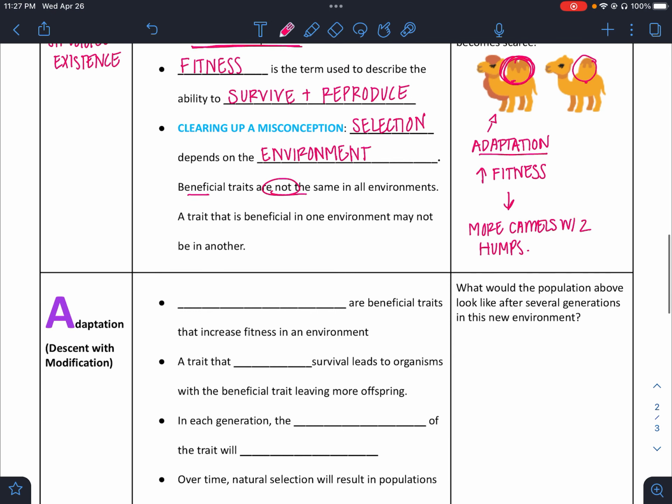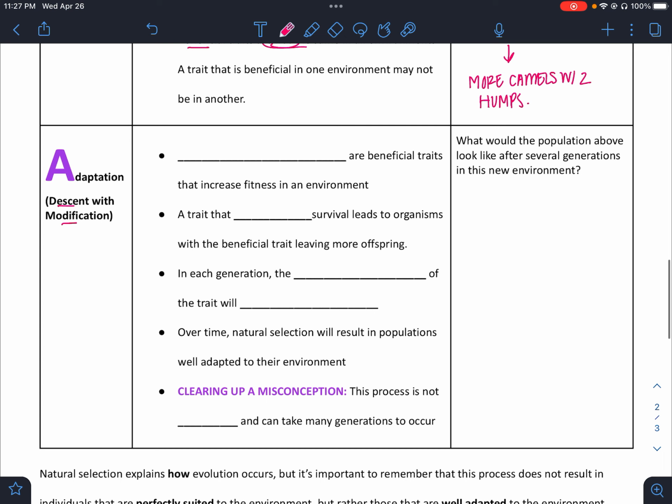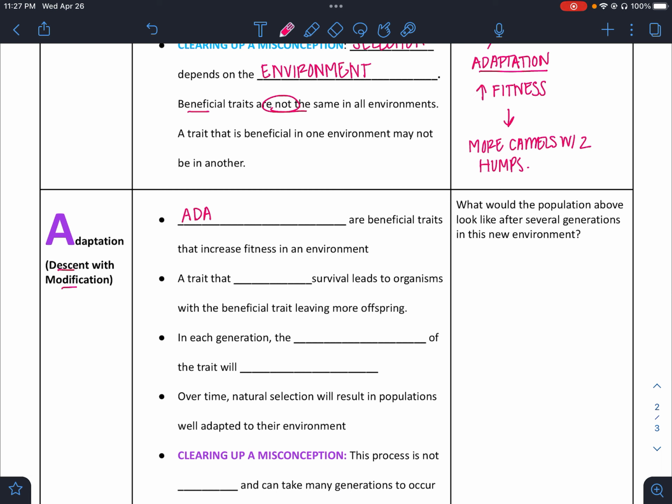Okay. All right. Very last portion here, last component of natural selection occurring is going to be adaptation. Okay. This is going to be your descent with modification. So you'll sometimes see that in a textbook, descent with modification. So again, I use this term on the previous portion where I said something that increases fitness is an adaptation. So an adaptation is going to be any phenotypic variation that increases fitness. Again, fitness is the term for survival and reproduction in an environment.